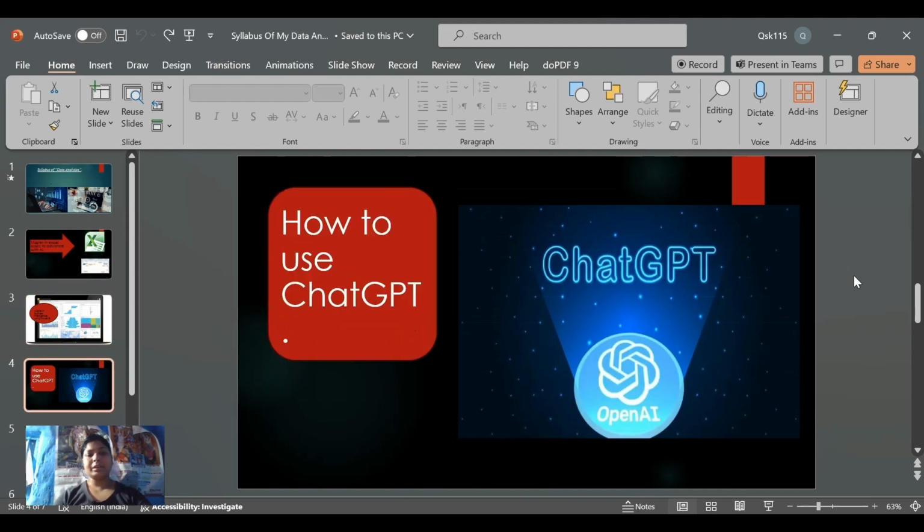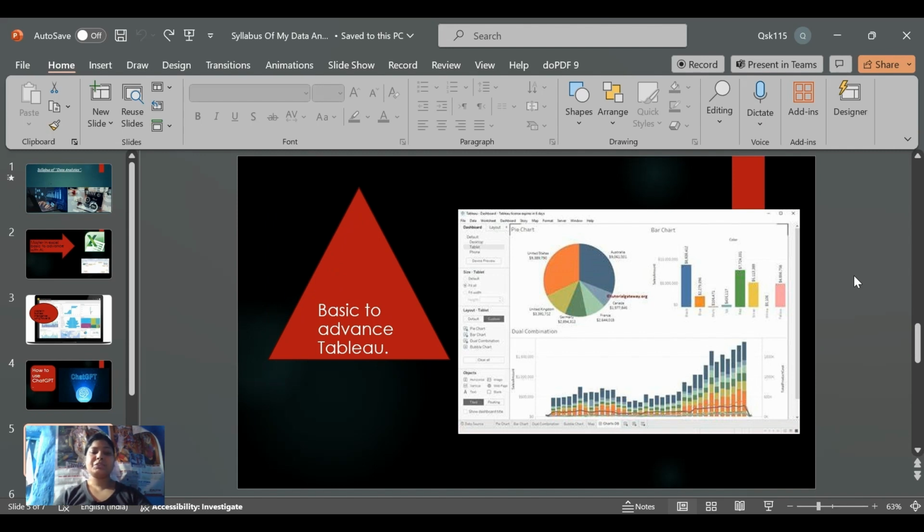After that we learn how to use ChatGPT, and frankly speaking guys, ChatGPT is equally important for everyone. It doesn't matter who is working in the government sector or the private sector, it matters equally for everyone. Then after that we learn basic to advanced Tableau, which is a little bit similar to Power BI.